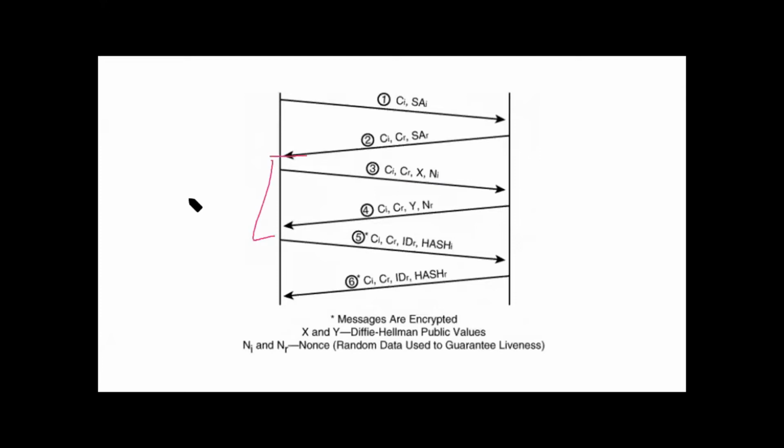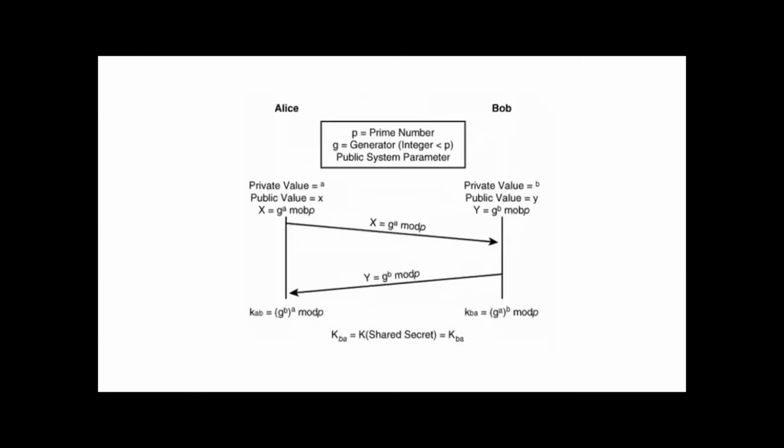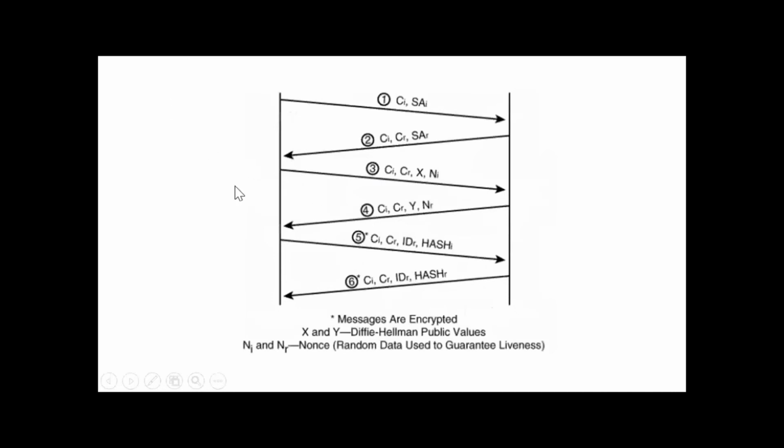This is your DH, maybe you can say. And since it is DH, you can see the X and Y values, the Diffie-Hellman public values. You can check in our previous slide how X is generated and how Y is generated. The same values you can see in message number 3 and message number 4.